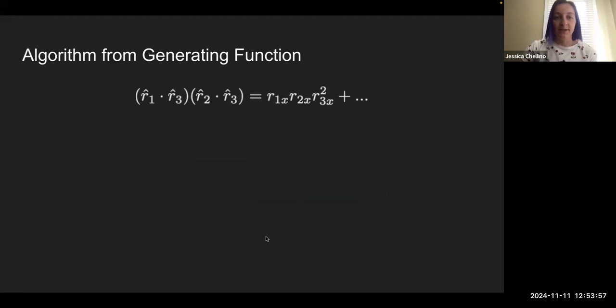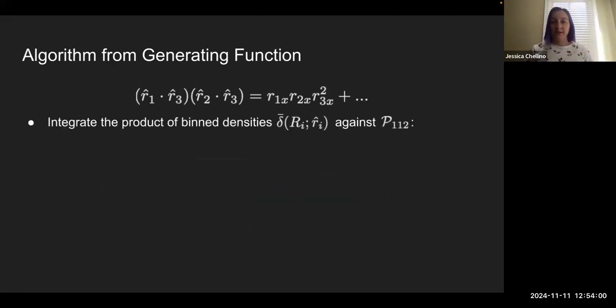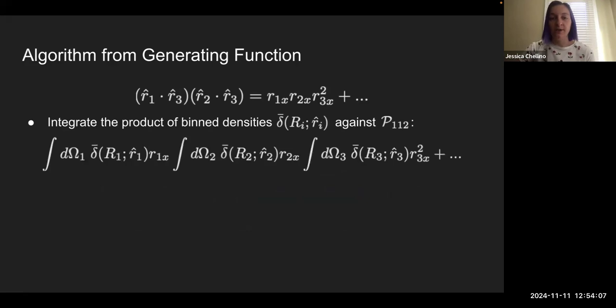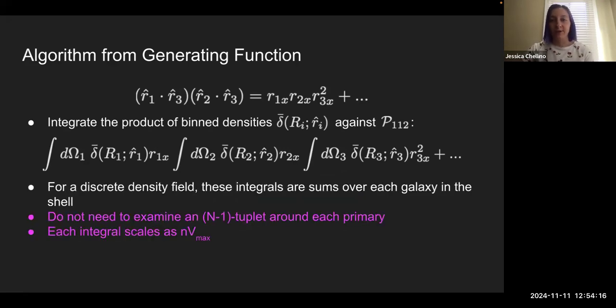If we take this, we know that we need to integrate the product of bin densities against the isotropic function in our calculations. And using the dot product expanded into its components, this integral turns into this expression here. Now, for a discrete density field, these integrals are actually sums over the galaxies and the shells. So this is efficient because just like Encore, it means we don't have to look at an n-1 tuplet around each primary in the sample. And just like Encore, each integral will have a scaling as the number density times the volume.